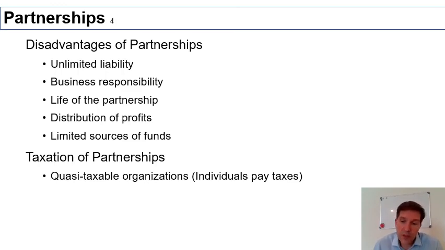Also, you have two people, which is better than one, but it's not comparable to the funds that you could acquire if you were a corporation, for example, when you have a lot more sources of funding available to you. Okay. Like I said, for taxation purposes, they are considered quasi-taxable organizations, which means that the individuals are the ones that pay the taxes, and you only get taxed once, for all the profits that you get as personal income. So it's similar to a sole proprietorship.